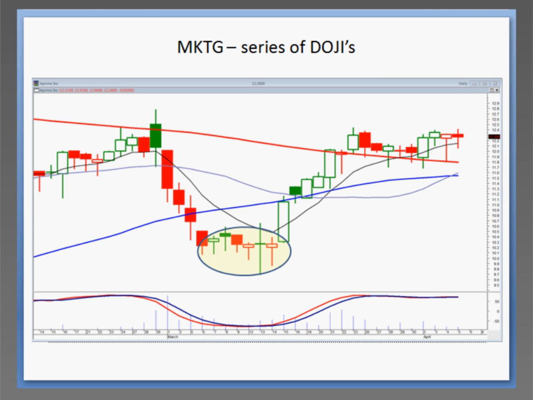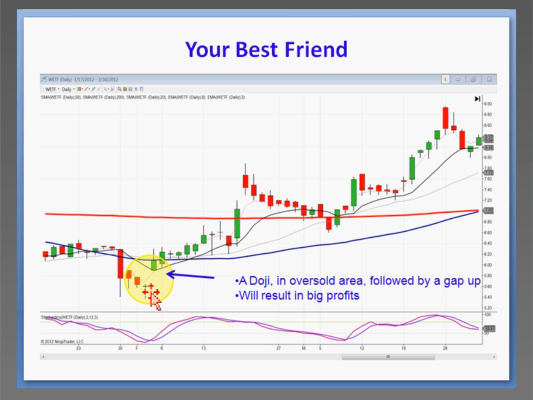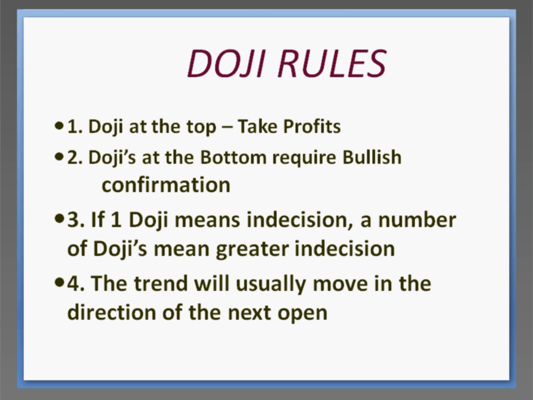Dojis, look to see what happens after that indecision. If you have a gap involved in your trade, not only may they have indecision, but that gap up told you they're very anxious to get back into that position. This is what we call your best friend. Anytime you see a Doji in the oversold area followed by a gap up, especially above the T-line, you want to be buying because the high probability of a very strong price move is going to follow.